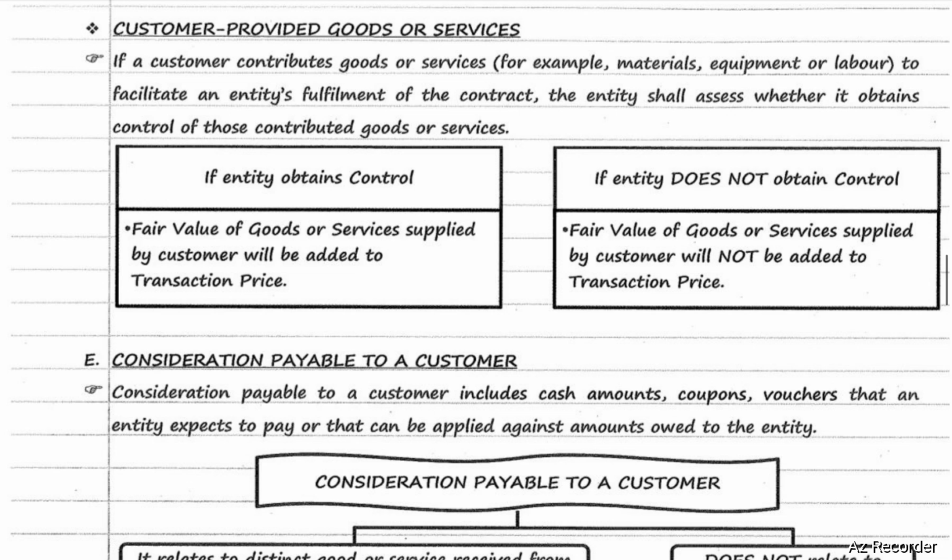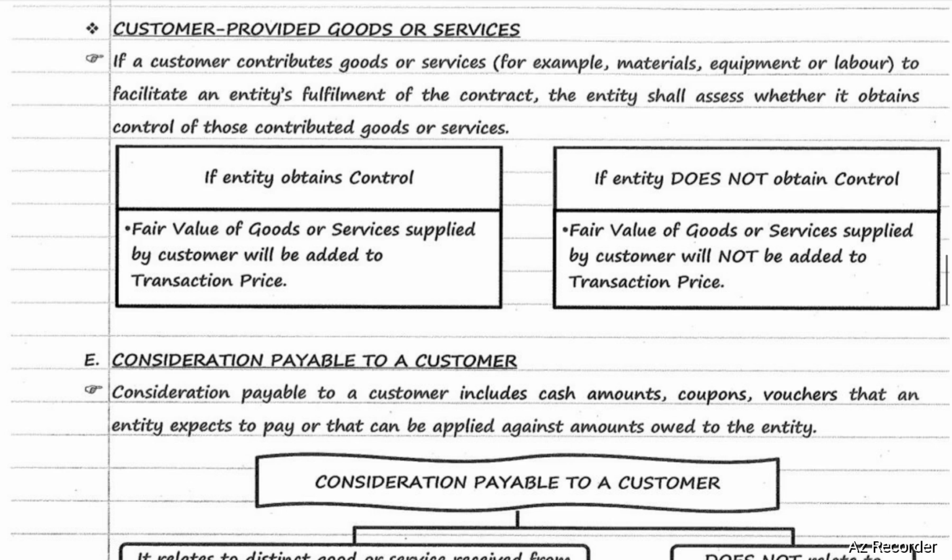Customer provided goods or services. If a customer contributes goods or services, for example, materials, equipment, or labor, to facilitate an entity's fulfillment of the contract, the entity shall assess whether it obtains control of those contributed goods or services. That means here customer is providing the raw materials, that is goods or services, to facilitate completion of the contract. Customer is providing goods or services to the entity.